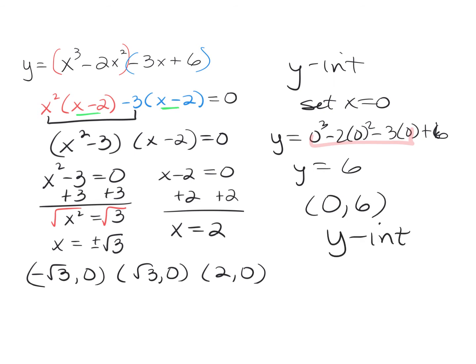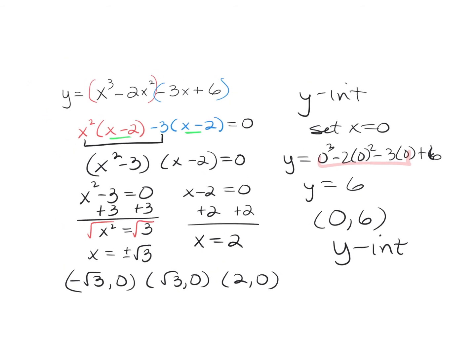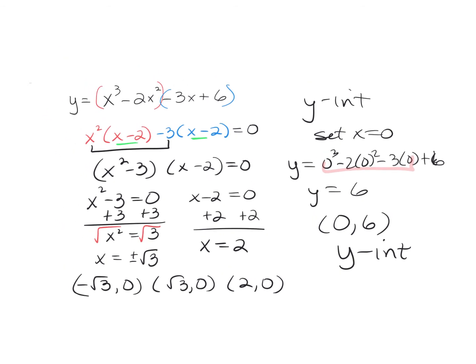So now I'm going to go ahead and go back and identify my end behavior. My largest power is x to the third. So my end behavior here is going to fall to the left and rise to the right because it's based on an x to the third.